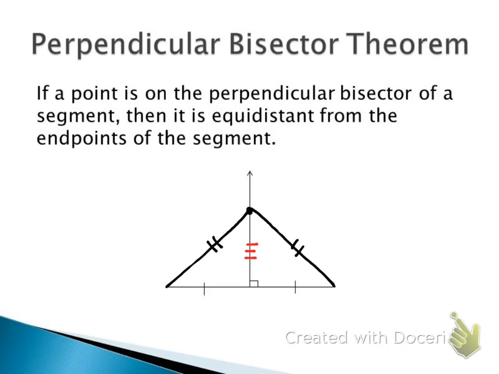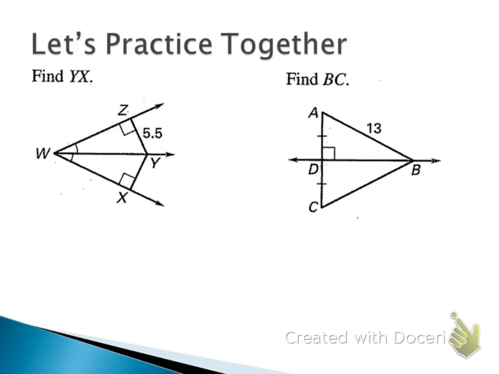All right, we're going to look at a few examples. You don't need to write these in your notes. You can just sort of hang out and watch. But we are looking for YX. So in the first one, I have an angle bisector. So I know that Y is the same distance away from Z as it is to X. So if YZ is 5.5, what's YX? 5.5. That's as easy as it gets, people. Questions?